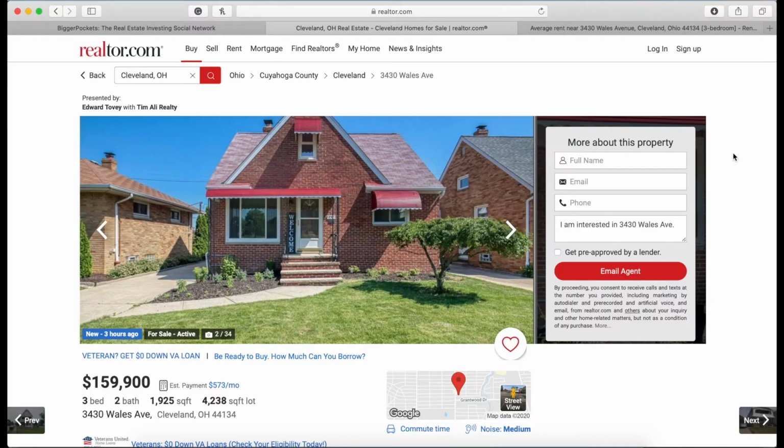Okay, so now let's get back to the BiggerPockets calculator and how to use it. I just picked a random property to use. I decided to look in Cleveland, Ohio, and then I went to realtor.com and clicked on the very first property, the most recently posted property, which was posted 3 hours ago. And this is the property. It's a 3-bed, 2-bath. The address is 3430 Wales Ave in Cleveland, Ohio. And they're asking almost $160,000. Now, just based off of what it is and the location it's at, I'm already pretty sure that this is a bad deal, but let's keep looking to find out.